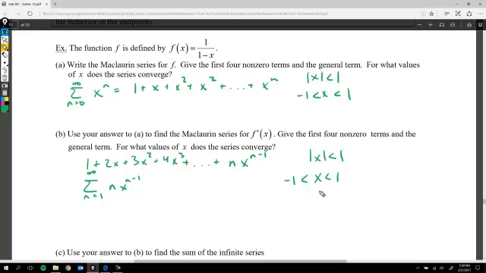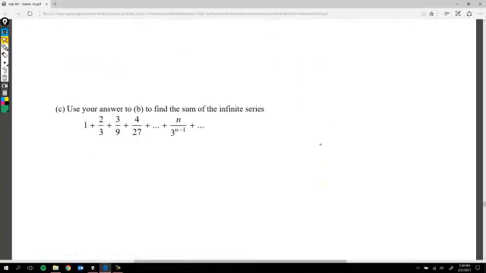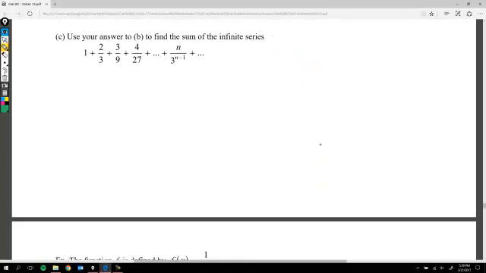Okay, it could change though. If you plug -1 in, you still get an oscillation. If you plug 1 in, you actually end up increasing. So 1 plus 2 plus 3 plus 4 plus 5 plus so on. That definitely diverges. All right, and then they ask us to find the actual sum of the series this time.